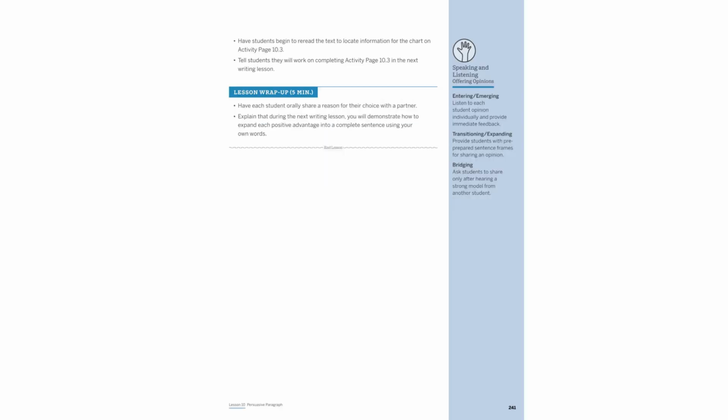Students should begin by rereading the text to gather information for activity page 10.3. They will complete this in the next writing lesson. Each student will orally share a reason for their choice with a partner and learn to expand each advantage into a complete sentence using their own words.